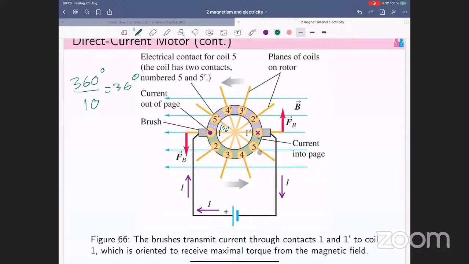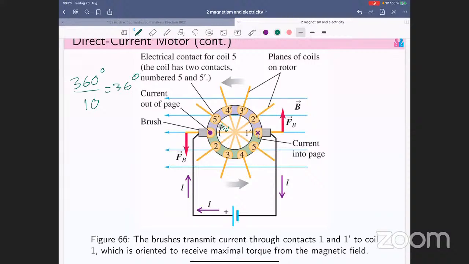When this one passes the brush, another conductor, the fifth pair, will touch the brush, and the same process will hold and happen again.